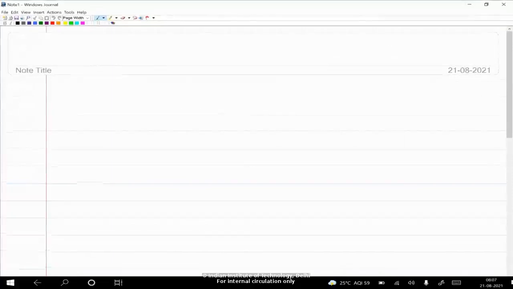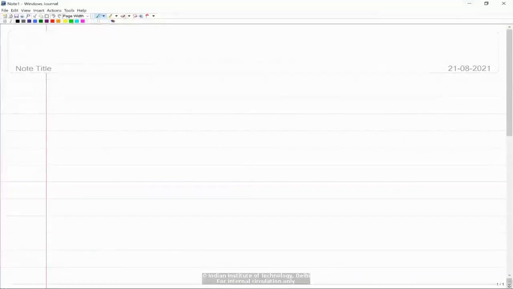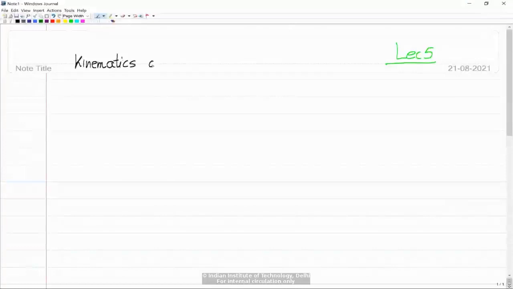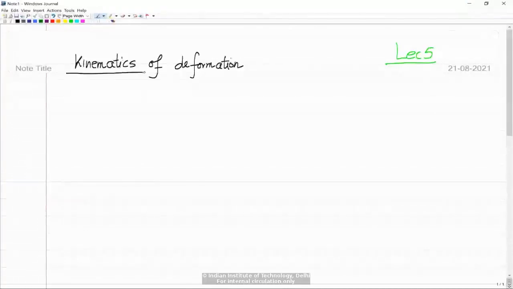So welcome to lecture 5, and we will start chapter 2, isn't it? Book, which is also called Kinematics of Deformation. So we got accustomed with several terminology till now, and we are going to start with kinematics of deformation.